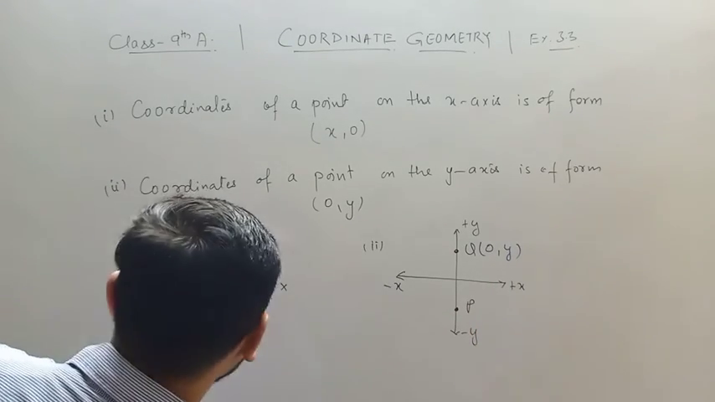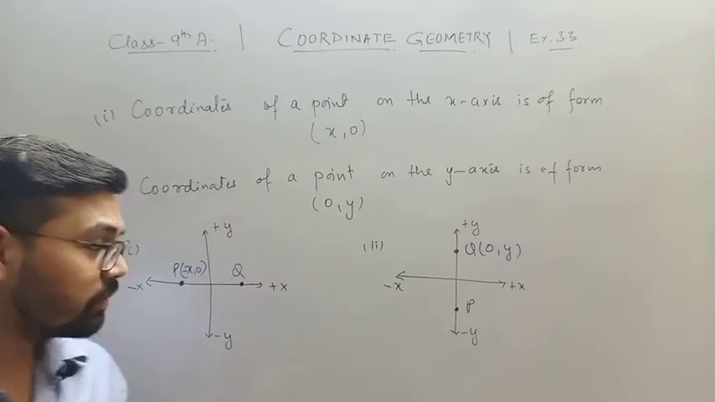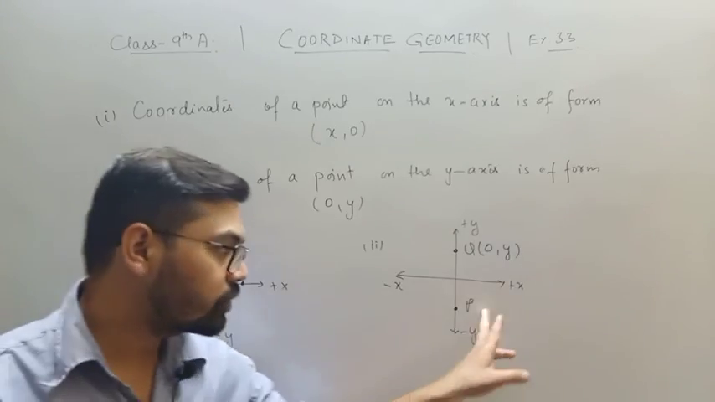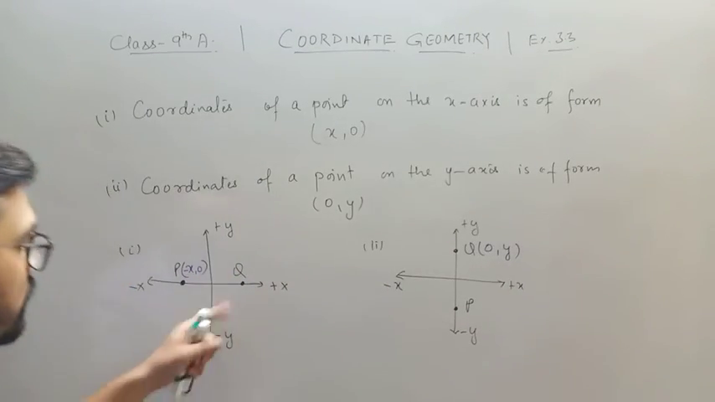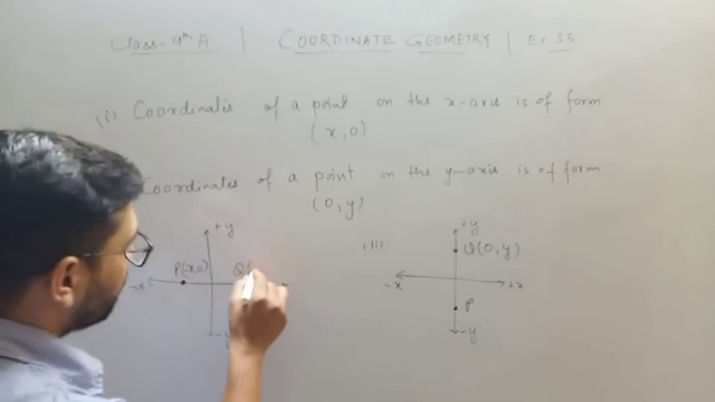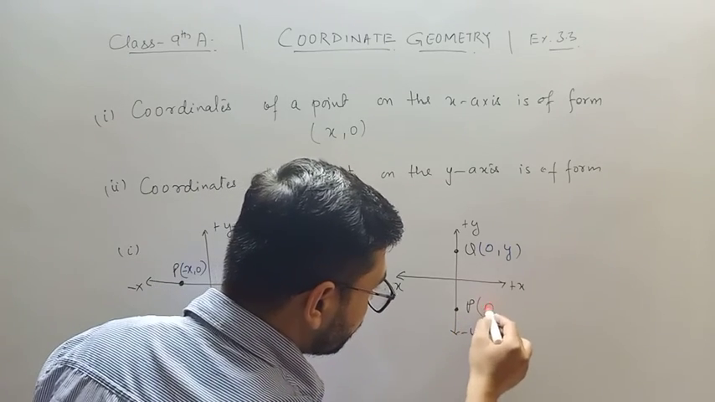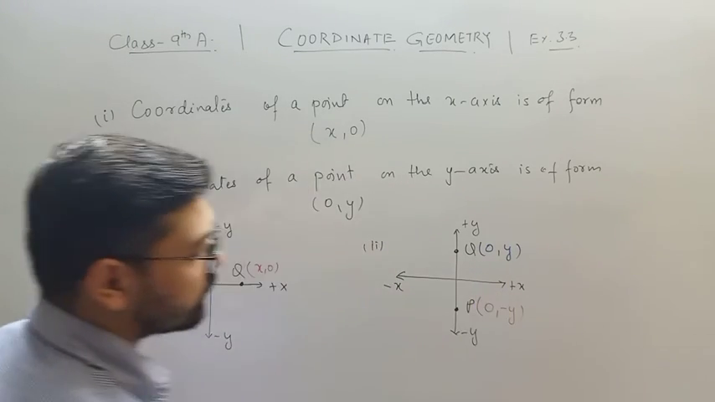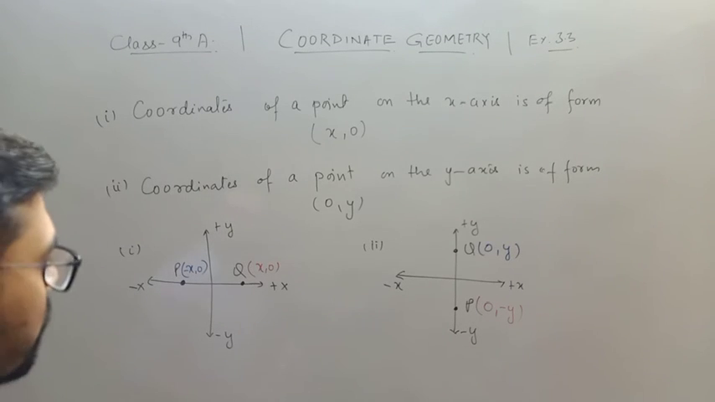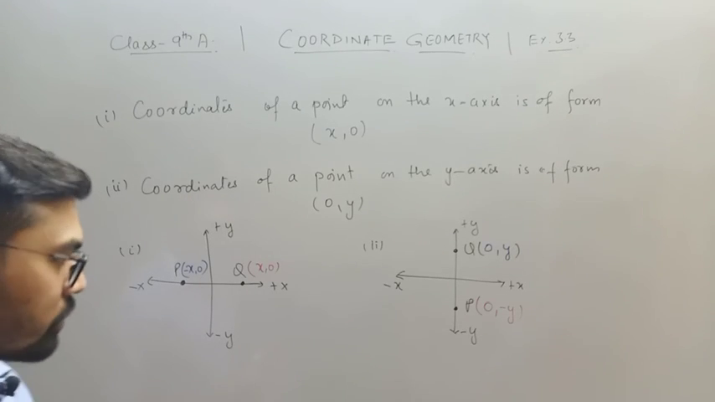So please tell me what should be the coordinates of Q and what should be the coordinates of P. So in this case, the coordinates of P you can say x comma 0, and here the coordinates you can say 0 comma minus y. I hope you agree with this point. If you agree with this point, please note it down fast.